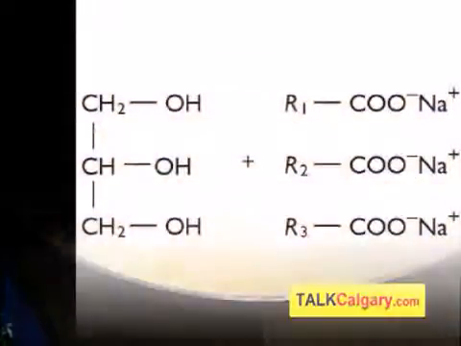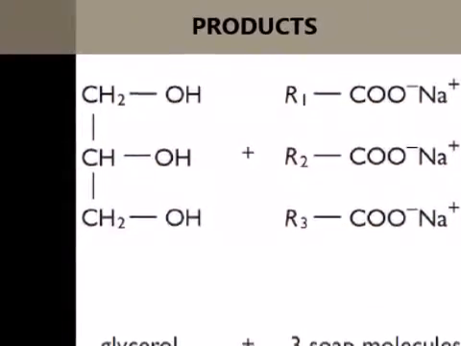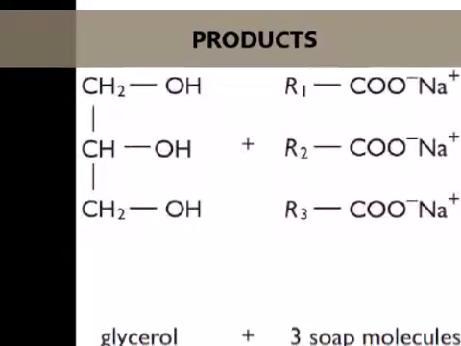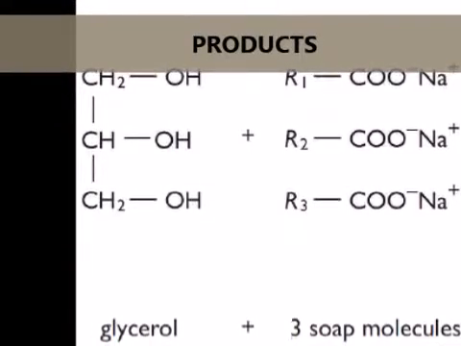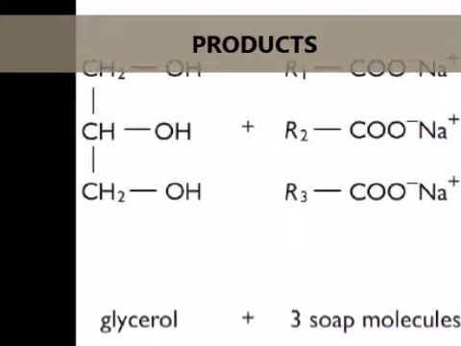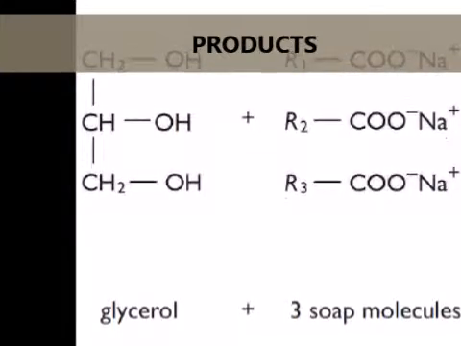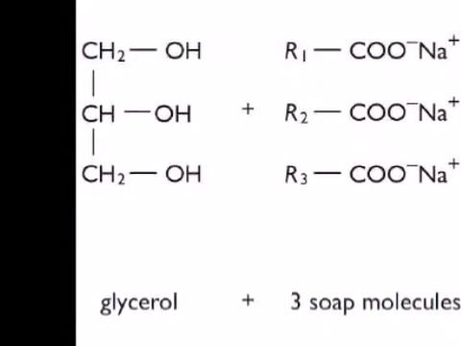When the triglycerides in a fat or oil react with aqueous sodium hydroxide or potassium hydroxide, they are converted into a soap and a glycerol. And the products formed in the hydrolysis reaction are glycerol in the form of an alcohol and a soap molecule in the form of a carboxylic acid salt.